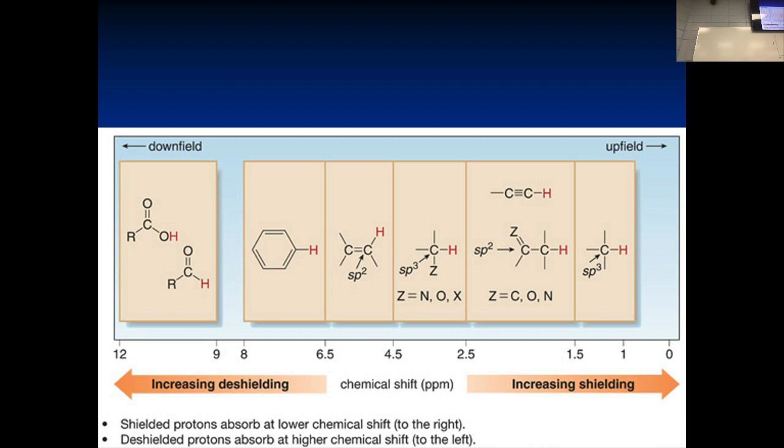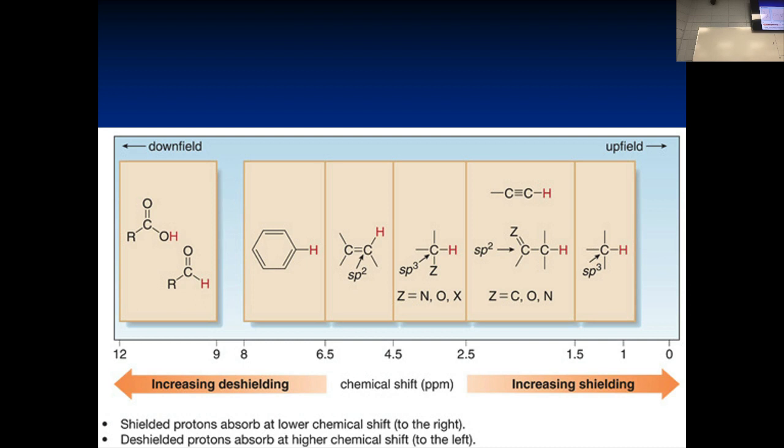And then from 5 to 12, I know my alkenes are going to be between around 5 and 6. And my aromatic rings are going to be between 6.5 and 8. And I know that things like carboxylic acids and aldehydes are going to be out between 10 and 12.